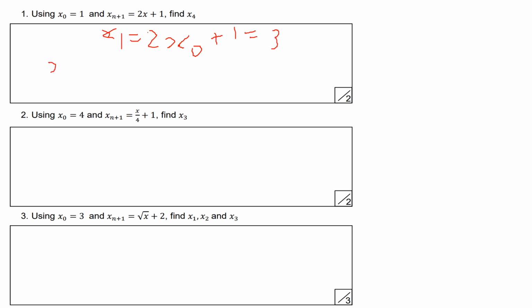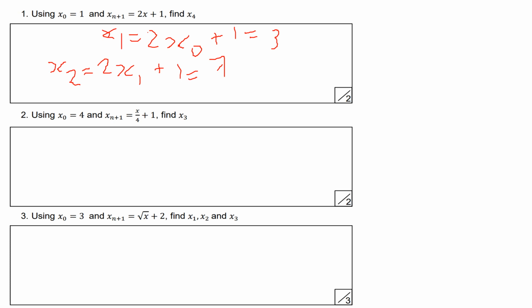What about x2? Again, we plug in n is equal to 1. We're going to have 2x1 plus 1. All we're basically doing is multiplying the previous term by 2 and then adding 1. So 2 times 3 is 6, plus 1 is going to be 7.